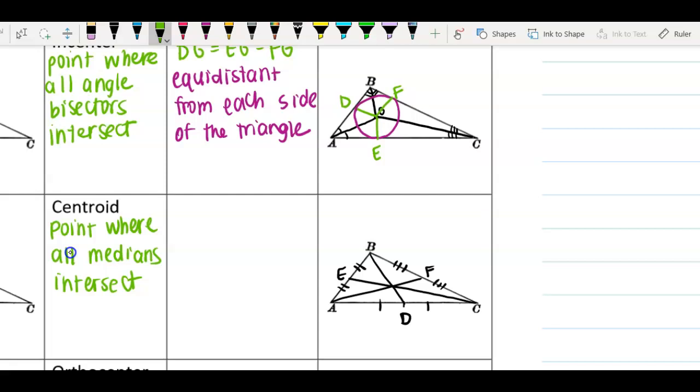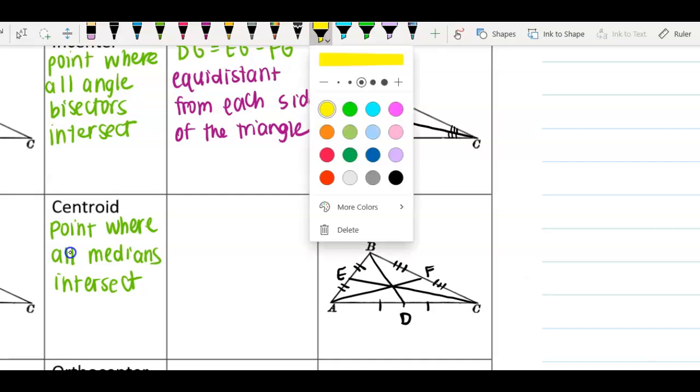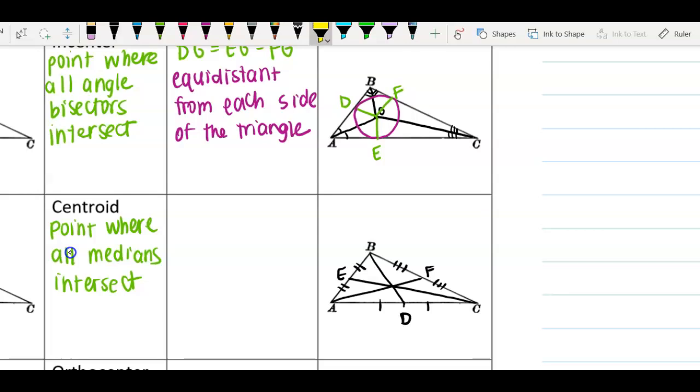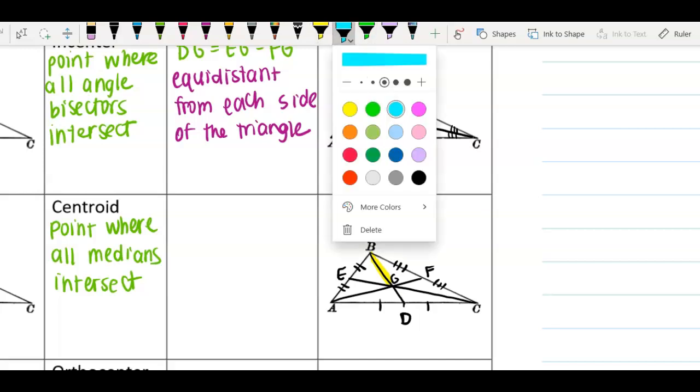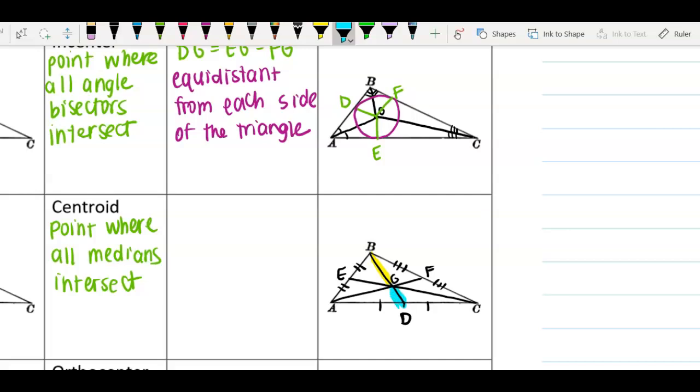So the trick of centroids is that where all the medians intersect, they create a ratio between each of the segments. If we focus on BD for a second, it's technically two smaller pieces that I've created by creating the centroid. Let's just keep it as G like the last video. So going from B to G is a different segment than going from G to D, right? They're two different lengths, but they're still part of the same median.